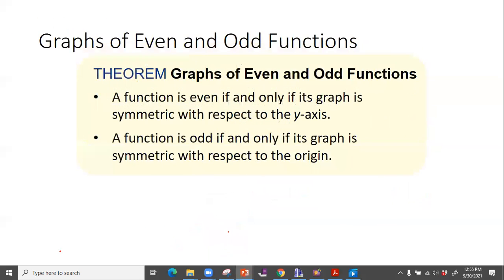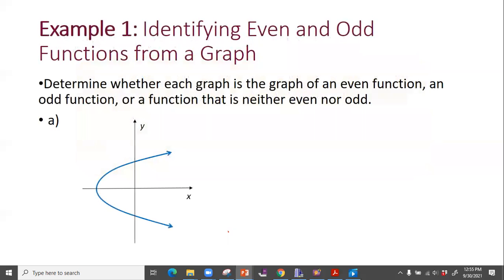All right, so let's look at some theorems. A function is even if its graph is symmetric with respect to the y-axis. A function is odd if and only if its graph is symmetric with respect to the origin. That's y-axis symmetry and rotational symmetry. Okay, let's look at some examples.